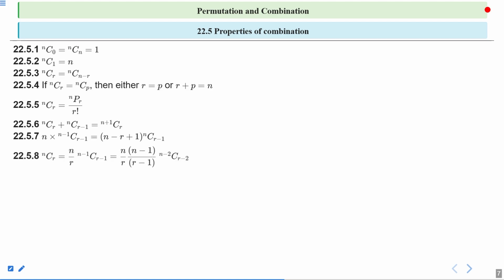Next one is NCR equals N upon R into N minus 1 CR minus 1, which also equals N upon R into N minus 1 upon R minus 1 into N minus 2 CR minus 2. Next one is NC0 plus NC1 plus NC2 plus dash dash dash NCN equals 2 to the power n.